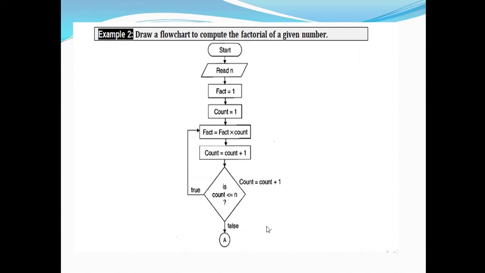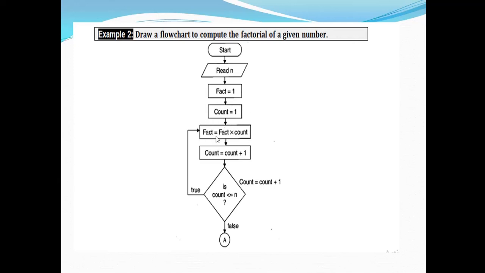Next example. Let me see another example here. Flowchart to compute the factorial of a given number. So we are going to calculate the factorial of a number. Here this is the start of the flowchart, and here we are reading the value: read n. We are reading the value from the user, and then we define fact is equal to 1. A variable is defined as fact equal to 1, and we are also defining the count value as 1.